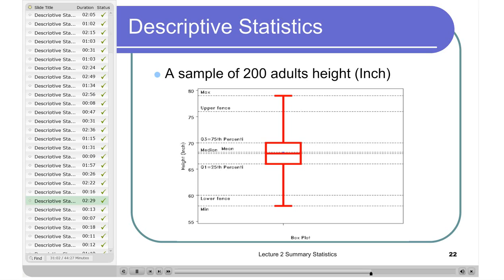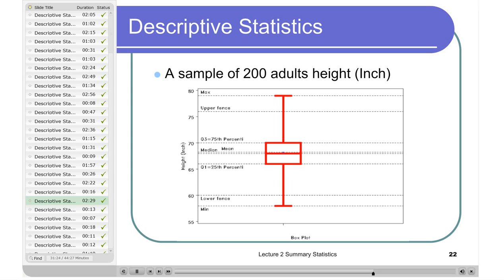Okay, let's find the lower fence. Well, again, we're going to just take the lower hinge and subtract 6 from that. The lower hinge is located at 66, and 66 minus 6 is equal to 60, and so the lower fence is located at 60. The only thing left to do is construct our whiskers.